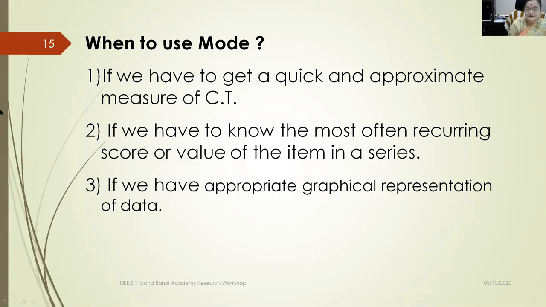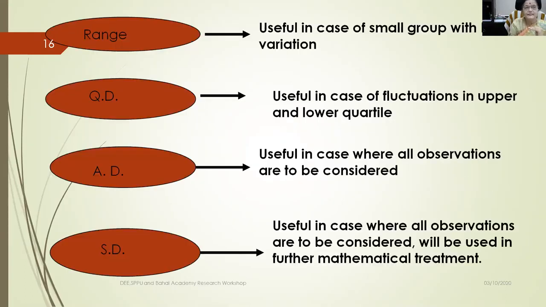If we have to get a quick and approximate measure of central tendency, if we have to know the most often recurring score or value of the item in a series, if we have appropriate graphical presentation of data. So friends, when we are dealing with description of data, we are required to give an appropriate measure of central tendency, and along with it, we are supposed to describe our data in terms of an appropriate measure of variability. There are 4 measures: range, quartile deviation, average deviation, and standard deviation.